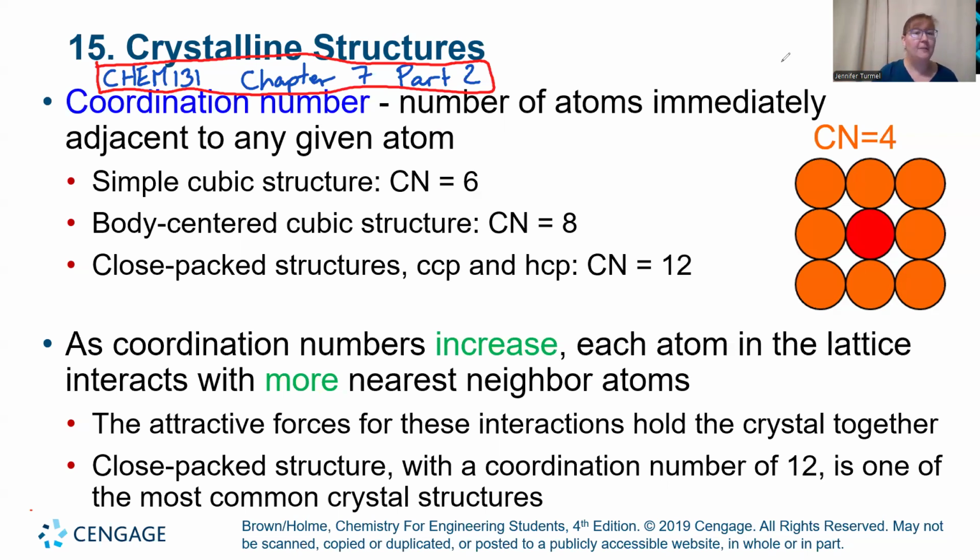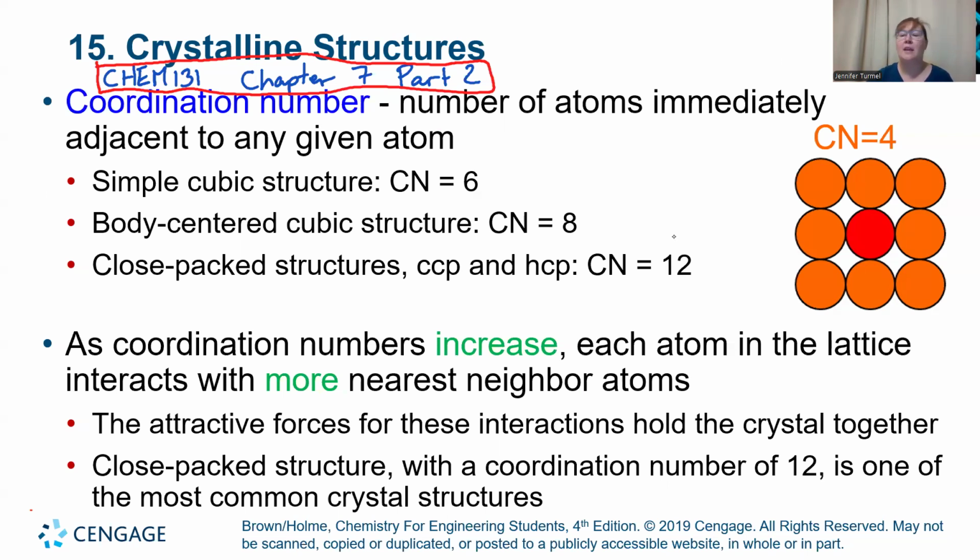We're on slide 15, and we're going to be talking about coordination numbers. We're still talking about crystalline structures. A coordination number is the number of atoms that are immediately adjacent to any given atom.